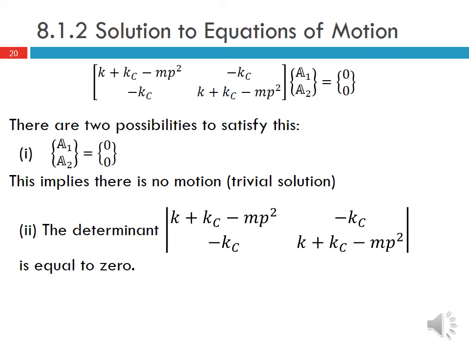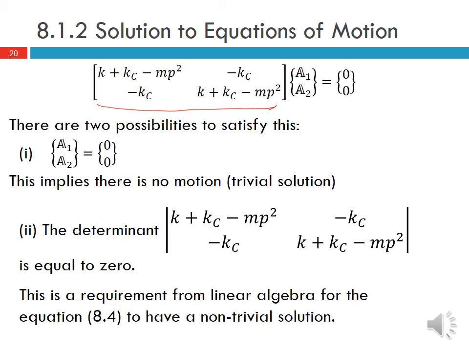The other option is that the determinant of this matrix is equal to 0. So basically, this matrix does not have an inverse. This is a requirement from linear algebra for this equation to have a non-trivial solution. So the determinant of that matrix has to be equal to 0 for us to be able to find a non-trivial solution.